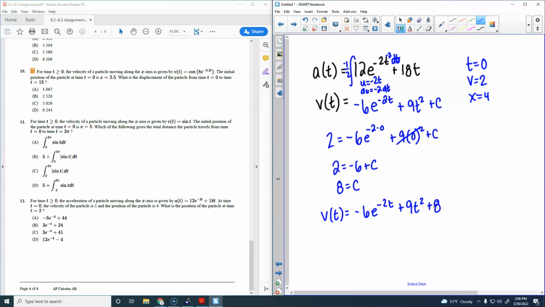All right, from here, what should we do? Integrate again. So our x of t for position, this time we're going to get 3e to the negative 2t. It's that same principle that we used before. You're going to have the u, you're going to have to divide. We're integrating the velocity dt to get position.